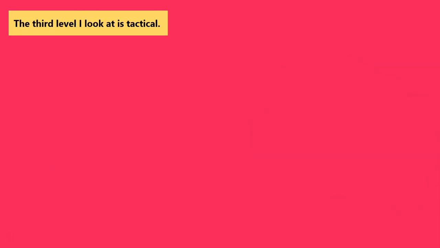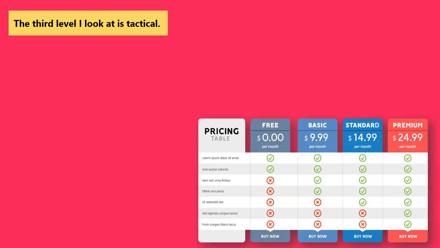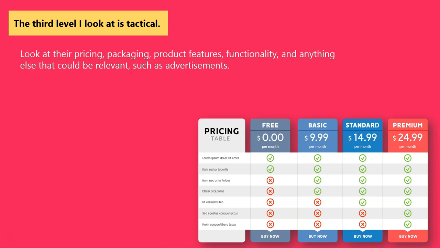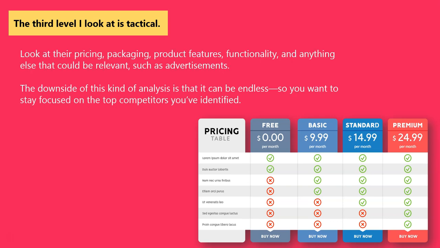The third level I look at is tactical. Look at their pricing, packaging, product features, functionality, and anything else that could be relevant, such as advertisements. The downside of this kind of analysis is that it can be endless, so you want to stay focused on the top competitors you've identified.